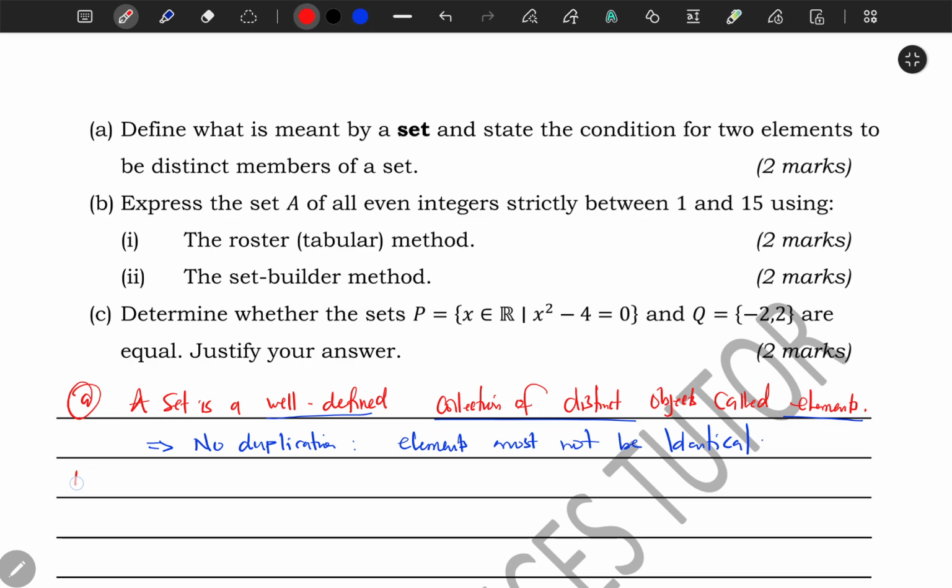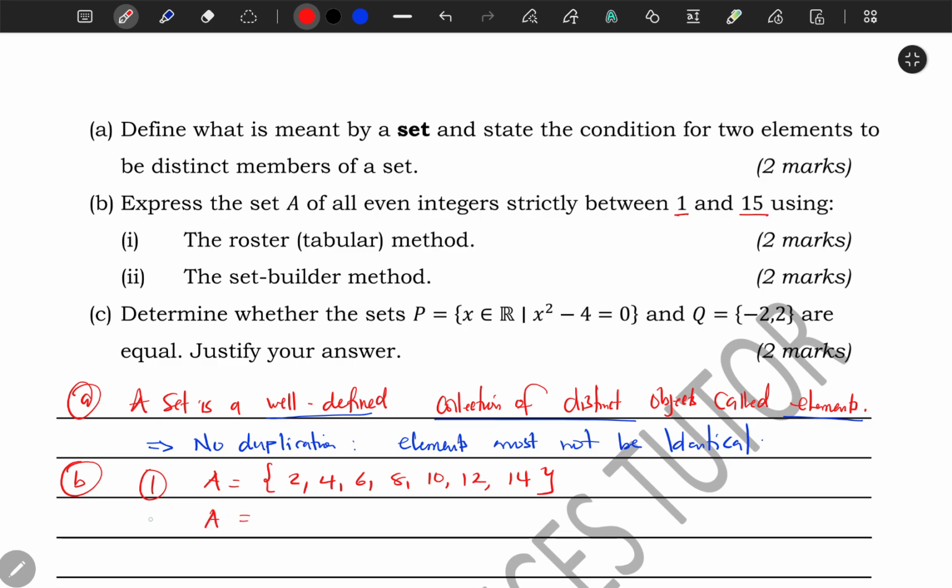B. Express the set of all even integers strictly between 1 and 15 using the roster form. So we're saying set A, this is the roster form. All right, so the even numbers strictly between 1 and 15. So 2 is an even number, 4 is an even number, 6, 8, 10, 12, and 14. These are even numbers between 1 and 15.